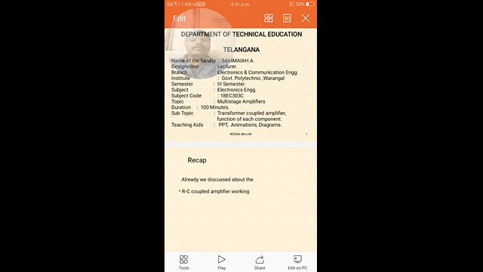Hello students, today's class we are going to study the transformer coupled amplifier: the construction, working and characteristics of the transformer coupled amplifier, and also the frequency response, the advantages, disadvantages, and the applications.